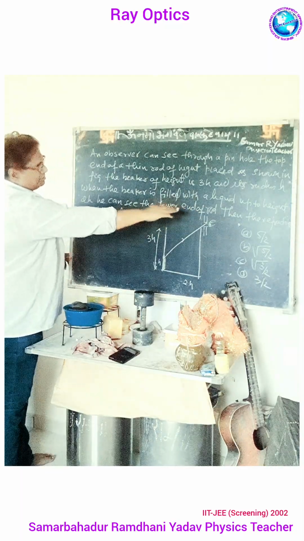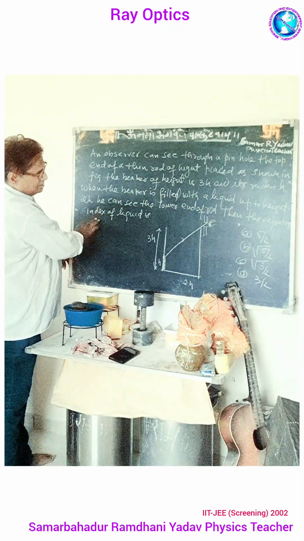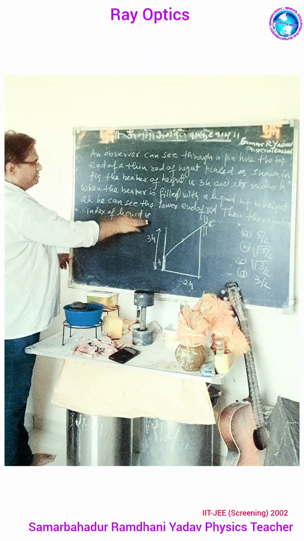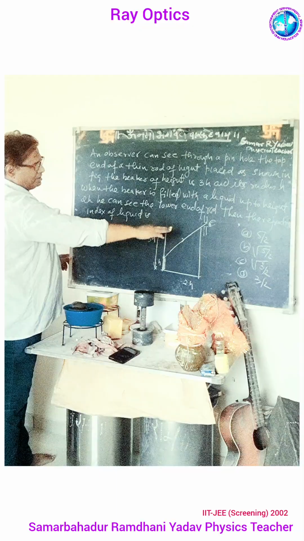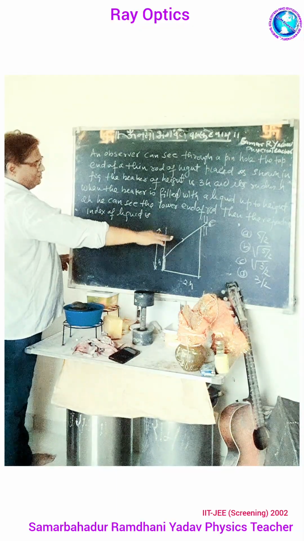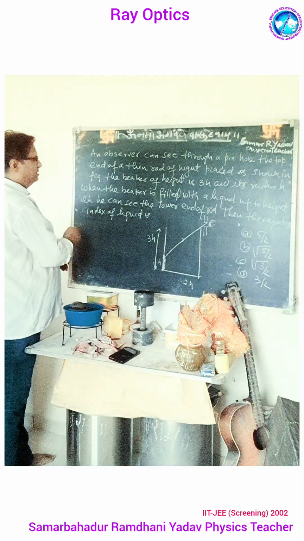Then the refractive index of the liquid is dash. There are four options given: A 5 by 2, B root 5 by 2, C root 3 by 2, and D 3 by 2.